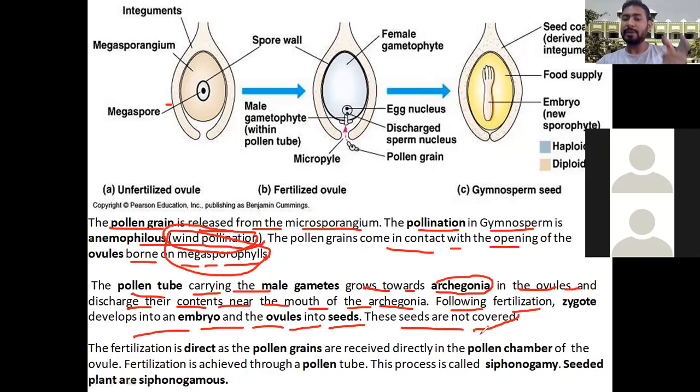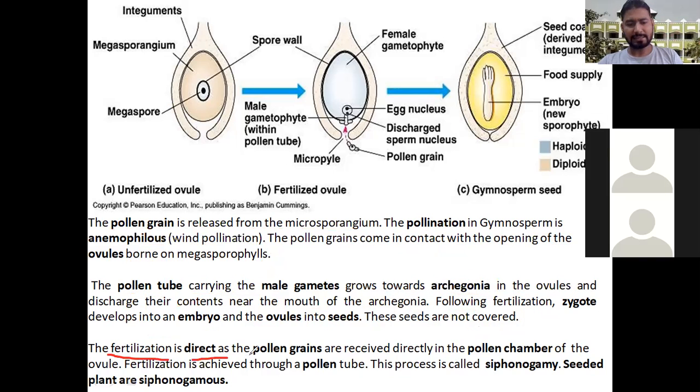In angiosperms, the seed is covered with the ovary wall. That is the fruit. Up to here, the incident takes place like in angiosperms, but this statement is not followed by the gymnosperm. Again, the fertilization is direct and pollen grains are received directly in the pollen chamber.